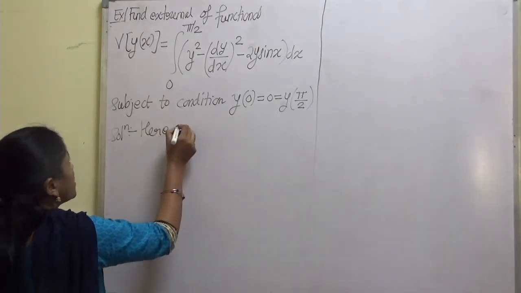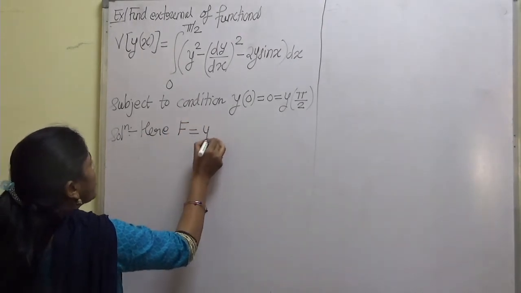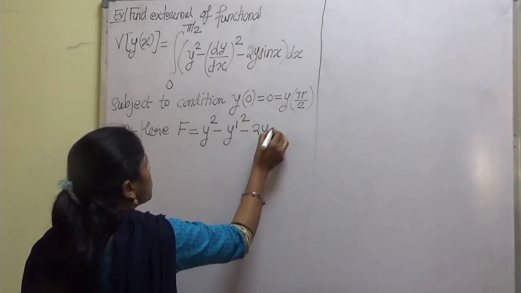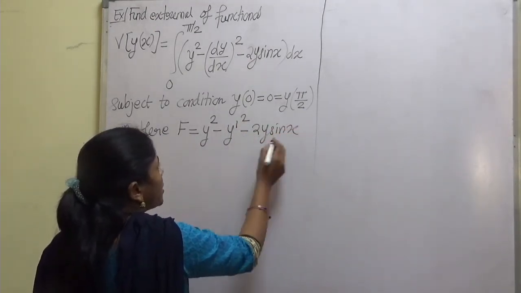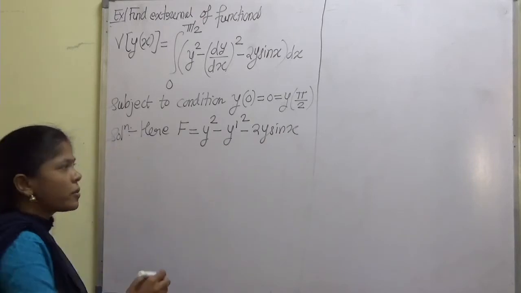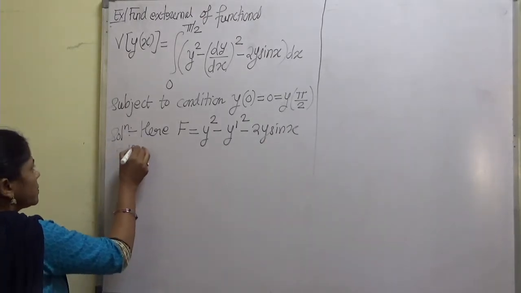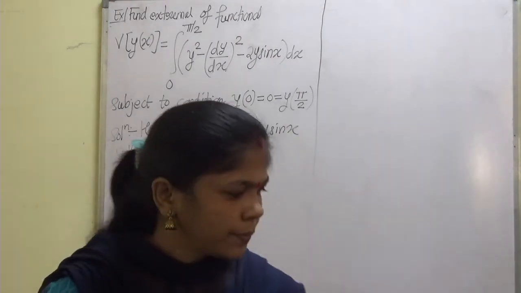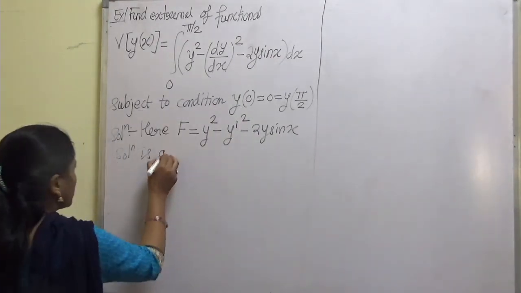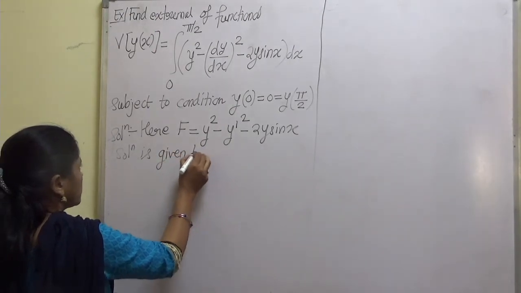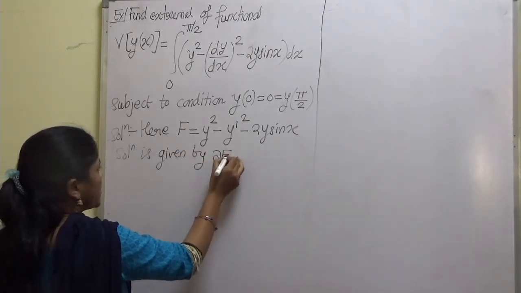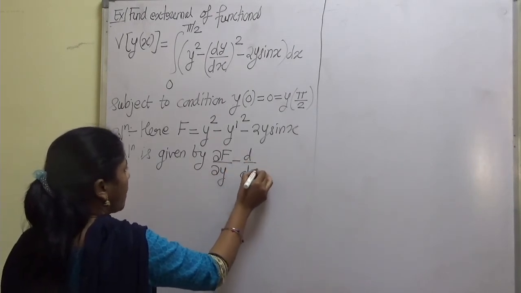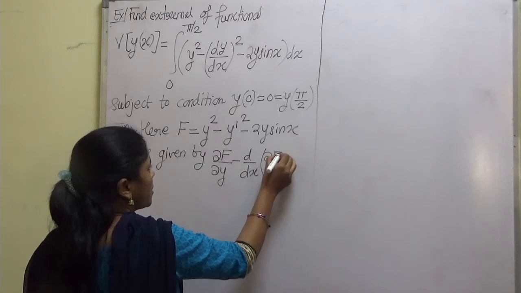So here f is equal to, what is f? Y square minus y dash square minus 2y sin x, which involves terms of x, y and y dash. Therefore the solution is given by the Euler equation, which is del f by del y minus d by dx of del f by del y dash equal to 0.